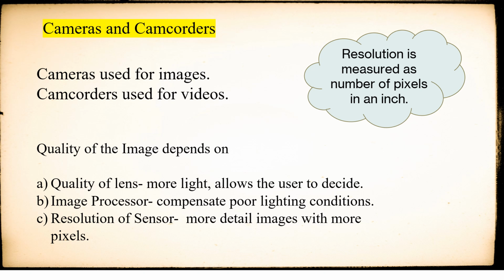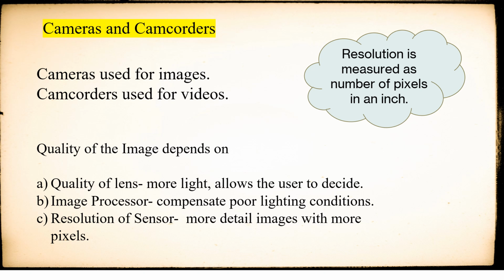Then there are three things the quality of an image depends on. The first is the quality of the lens, then the image processor, and the resolution of the sensor. The quality of the lens means how much light each lens allows. More light means the image is clearer. If your camera has a high quality lens, it allows the user to decide how much light should enter. So that is the quality of the lens.